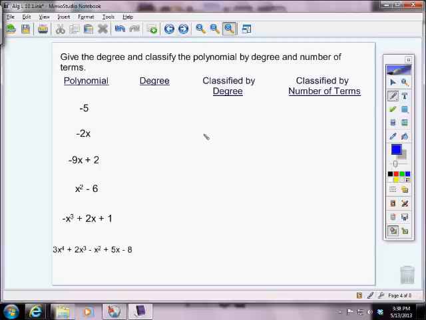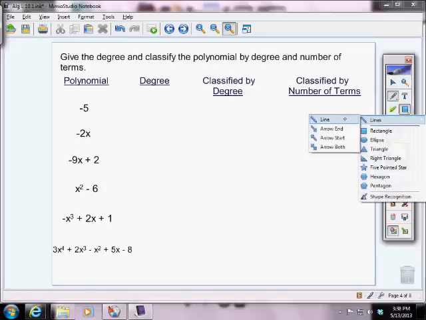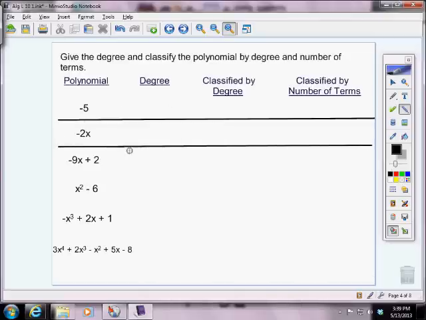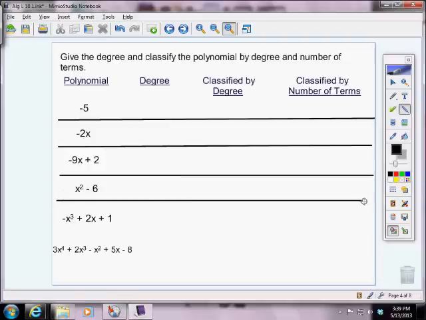Look at this example. It says to give the degree and classify the polynomial by degree and number of terms. I'm going to draw a couple lines in here just so it's easier to keep these separate. I know there's lots of examples here, but I wanted to show you all the different types you're going to see.